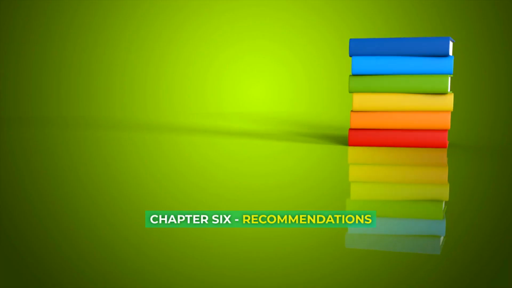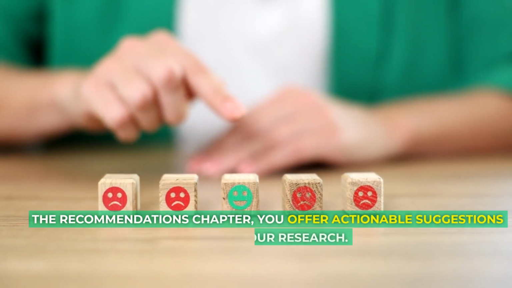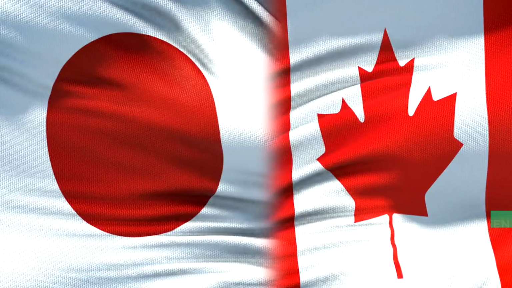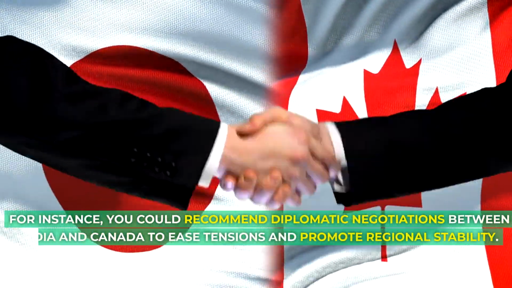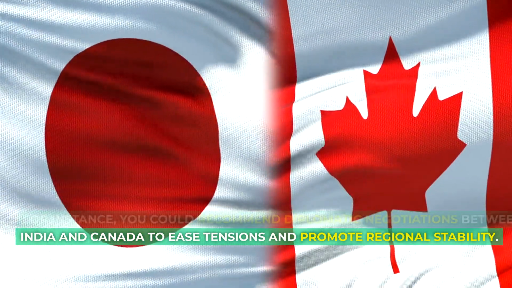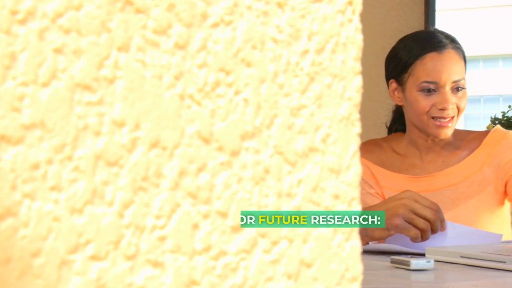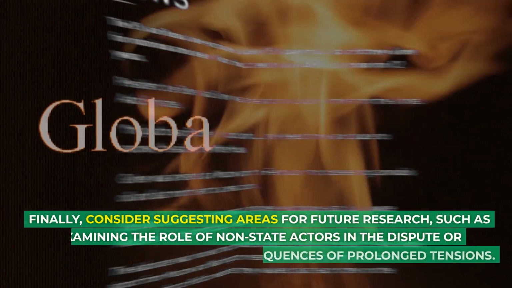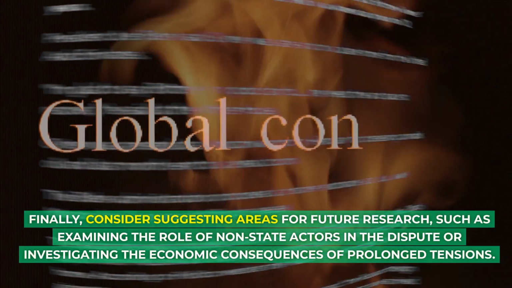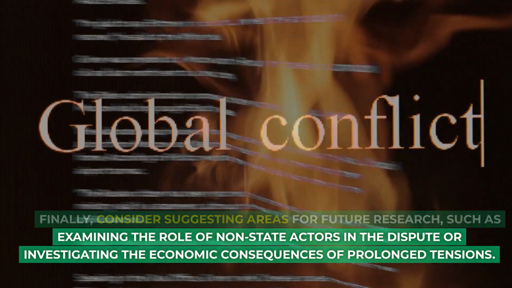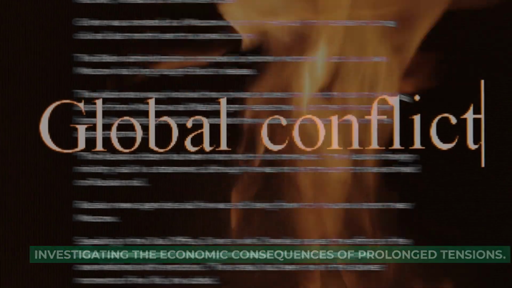Chapter 6 Recommendations. In the Recommendations chapter, you offer actionable suggestions based on your research. For instance, you could recommend diplomatic negotiations between India and Canada to ease tensions and promote regional stability. Suggestions for future research. Finally, consider suggesting areas for future research, such as examining the role of non-state actors in the dispute or investigating the economic consequences of prolonged tensions.